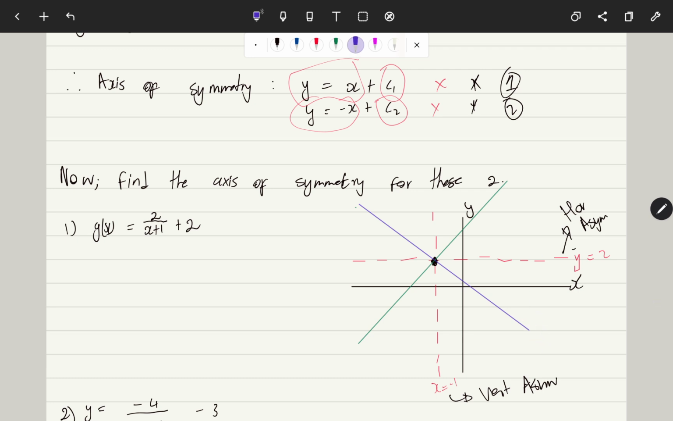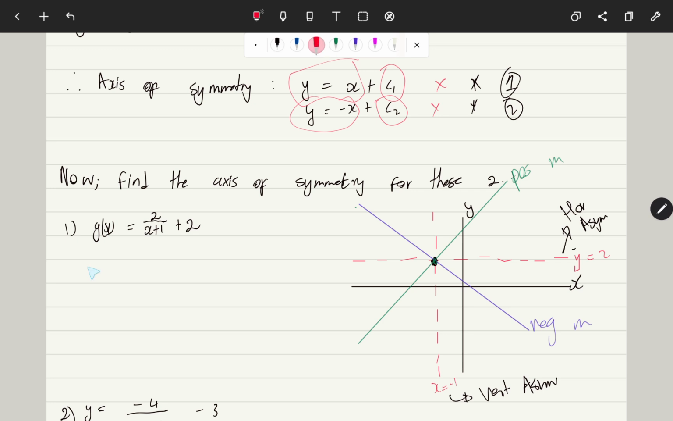This one has a negative gradient, negative m, and this one will have a positive m, which is a positive gradient. So basically we're going to use these points to find our constants. So let's start. Let me go for red.